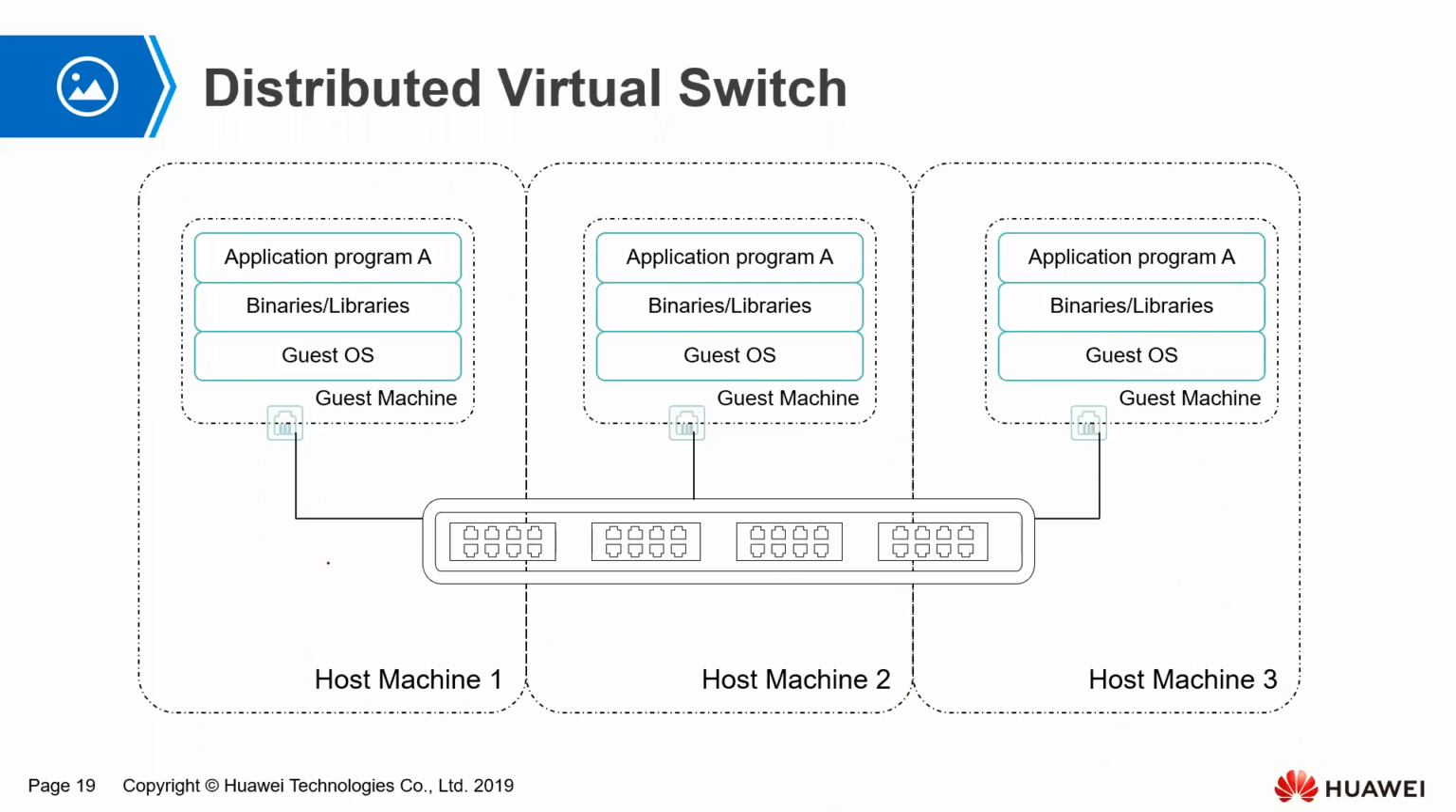Like you hear the word distributed, it is distributed across different machines. We have machine 1, machine 2, and machine 3. So we have our virtual machines. This is virtual machine 1, it's in a different machine. This is also virtual machine 2, and this is also virtual machine 3. All these are on different physical machines, but they're all using one distributed virtual switch, which is supported by our OVS, the Open Virtual Switch.